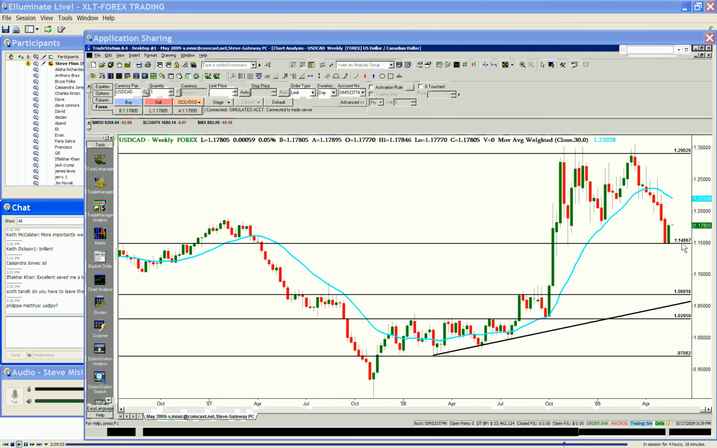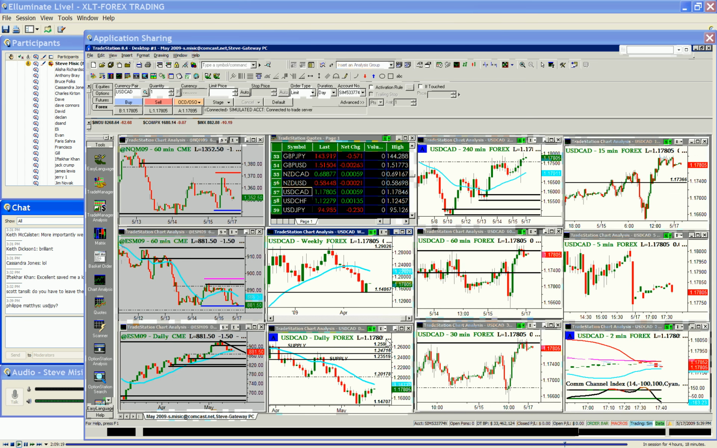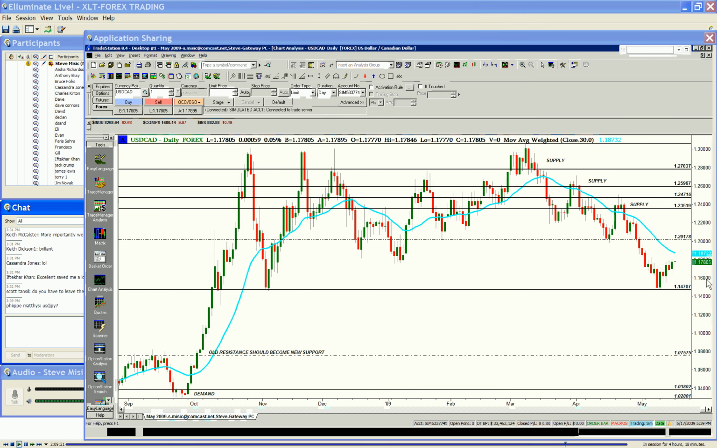Our dollar Canada finally found some support at 114. Coming up, Philippe. We found some support at this 114.80 or 115 area, and we bounced last week. So we closed right here so far. Did we build a demand level on the daily chart that we could lean on? Some say yes.